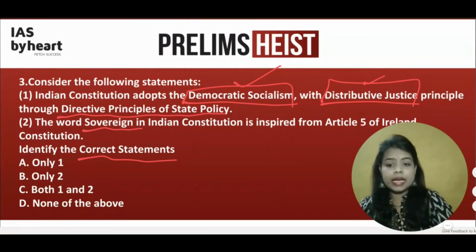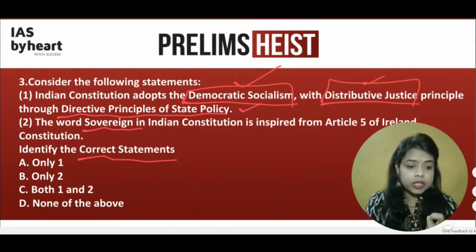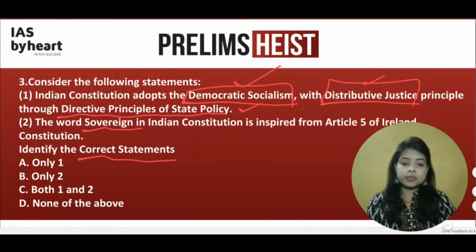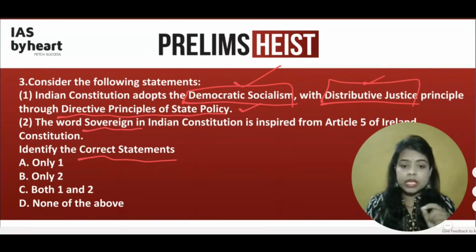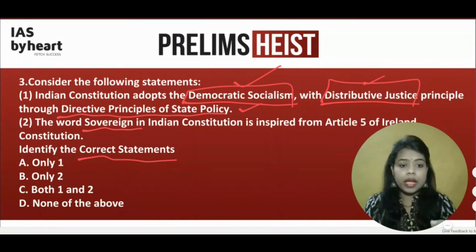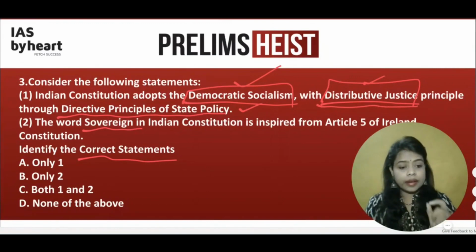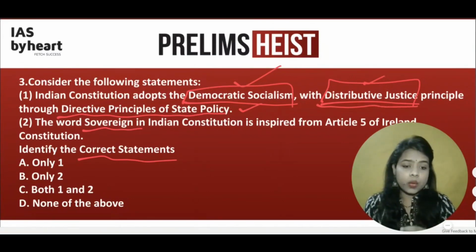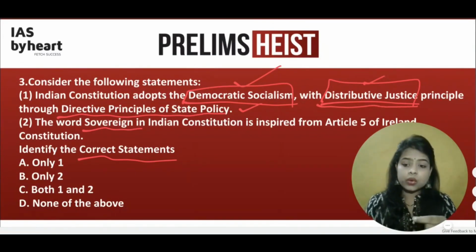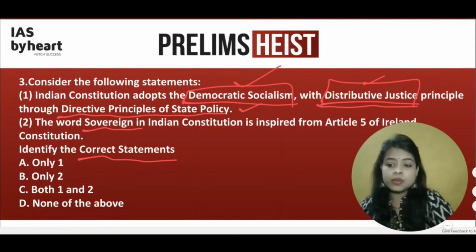And at the same time, in directive principles of state policy, you have socialistic principles. When you observe the socialistic principles, they clearly talk about distributing the wealth equally and distribution of the resources equally. And that is considered as distributive justice. So if you have understood that, interlinking with the word in the preamble, then you can easily know that yes, both the statements are correct. It will be both 1 and 2.